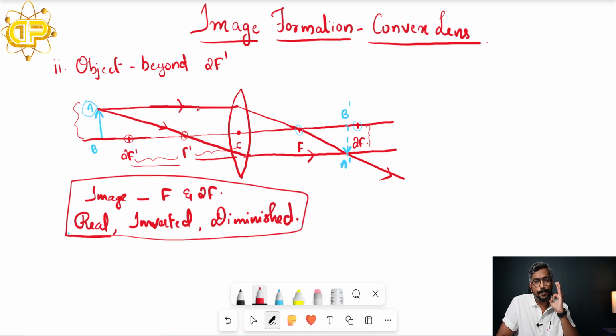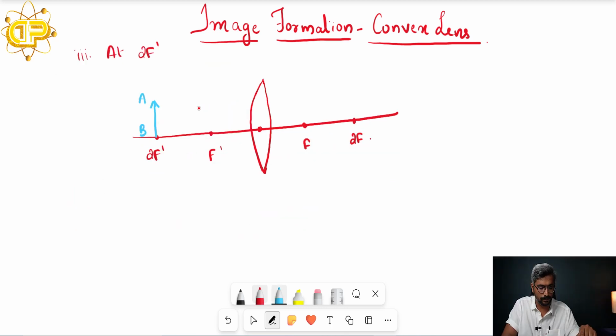Coming to the third property, that is when the object is placed at 2F dash, what will happen there? Okay, let us see. So here comes the third property. This is the easiest property in answering, but it will be the most difficult property in drawing. Why? Because you need to get the correct point. You need to mention the correct point. So what will happen here?